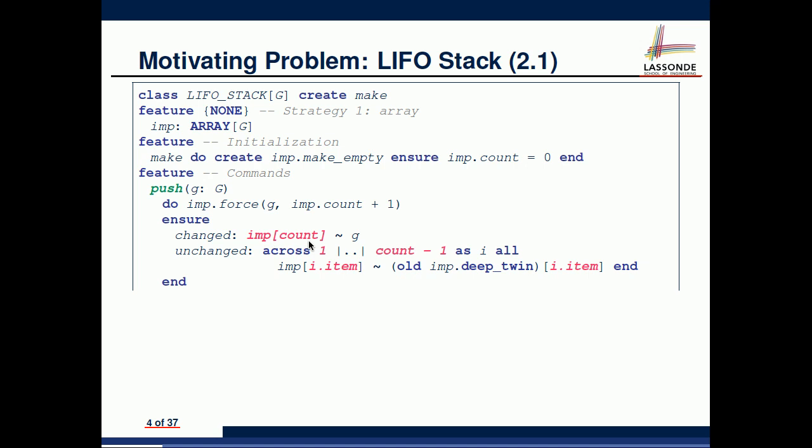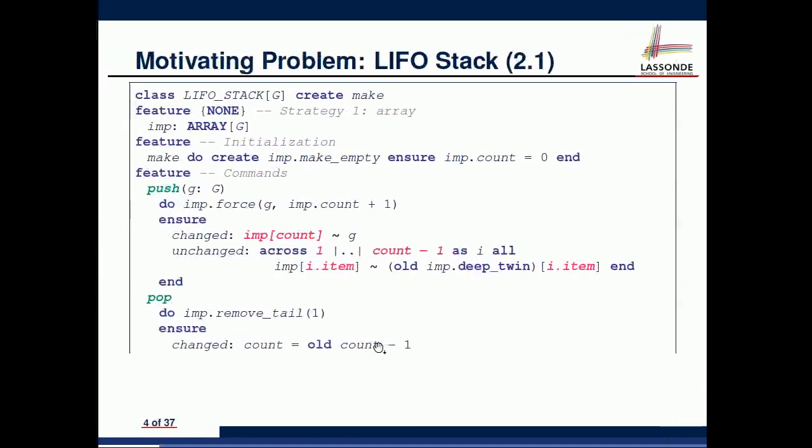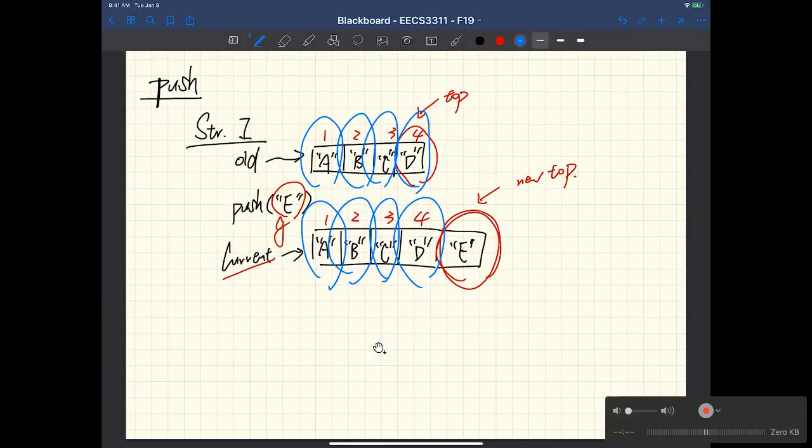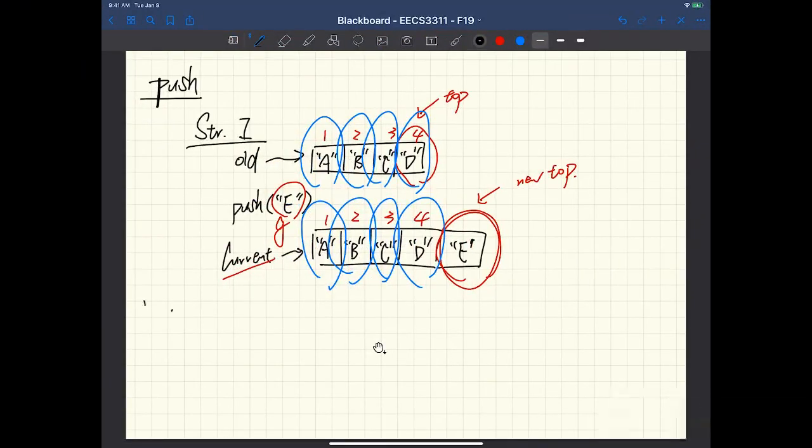We can get a tricky one, maybe for the second strategy. We'll see that. Okay, so now for the pop, it's going to be something very similar. I just want to help you, those of you who didn't quite know how to fix that. Changed would be we just want to make sure the count has been decremented by 1. Okay, so now let's talk about how we can do pop. Let's say for the pop feature command, and we talk about strategy number 1.